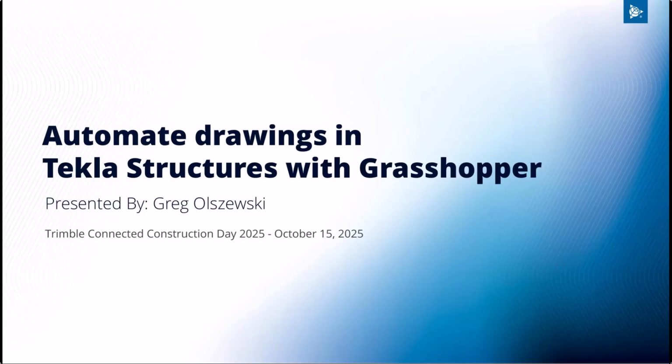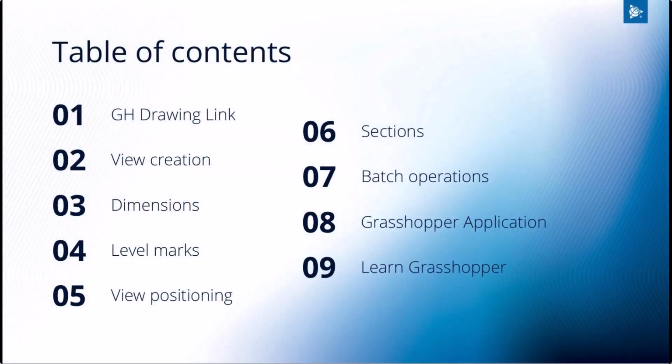And that's what I want to present today. So I will start with the general overview. What is the Grasshopper drawing link? And then I want to focus on some smaller steps which are needed to get the final result. So as you can see, views, dimensions, level marks, stuff like that.